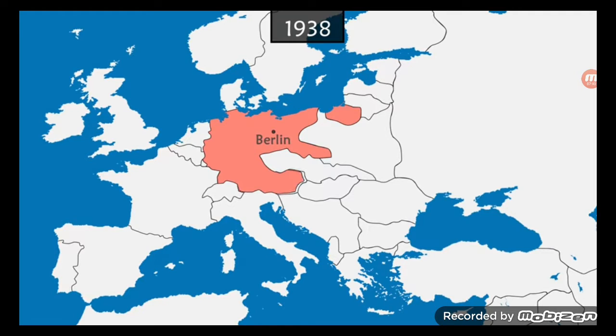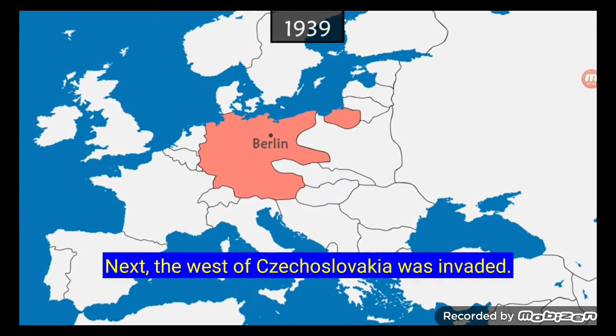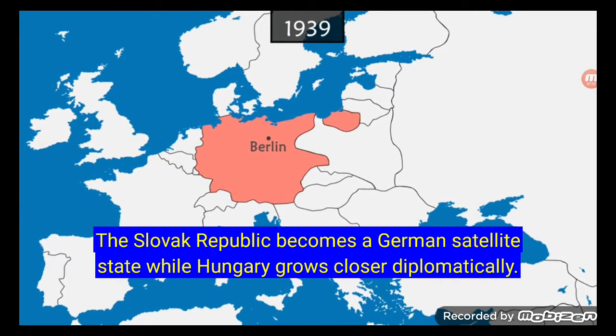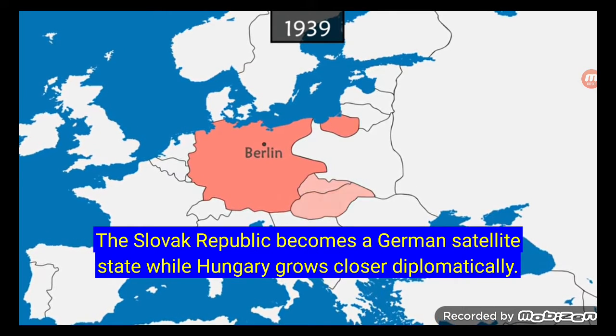You can see the map, which is why you see all the states look unusual. You can see all their lines because they are puppet states. And so is Canada and Australia, I think. I don't know. Next, the west of Czechoslovakia was invaded. The Slovak Republic becomes a German satellite state, while Hungary grows closer diplomatically.